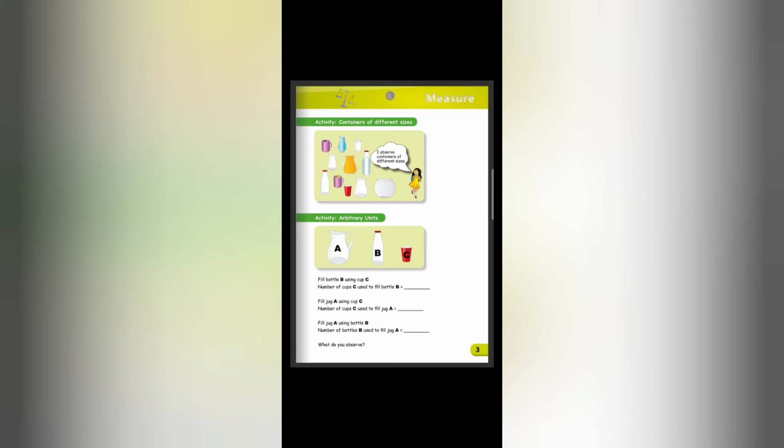And lastly, what do you observe? Try this activity and then you're going to observe that it is quicker to fill in jar A with the bottle than the cup, because the cup has a smaller capacity whereas the bottle has a greater capacity. So try this activity at home.